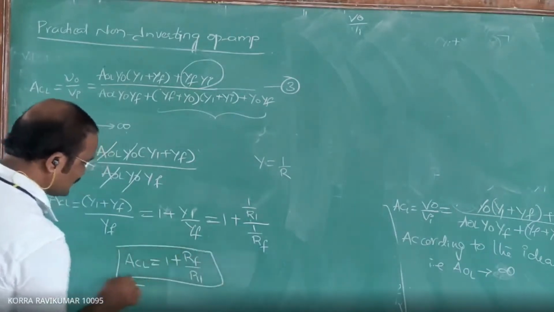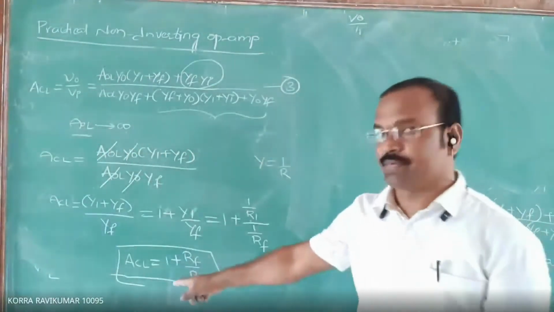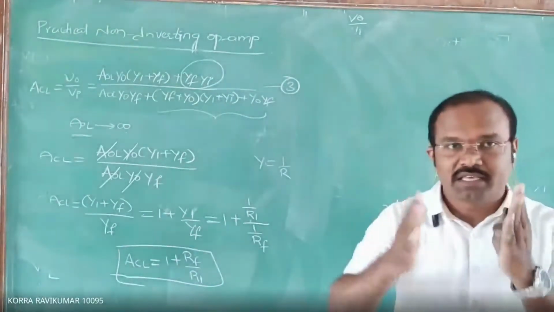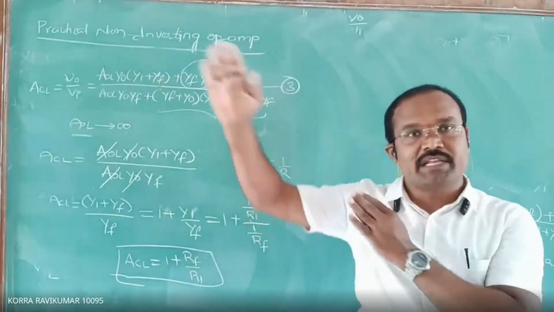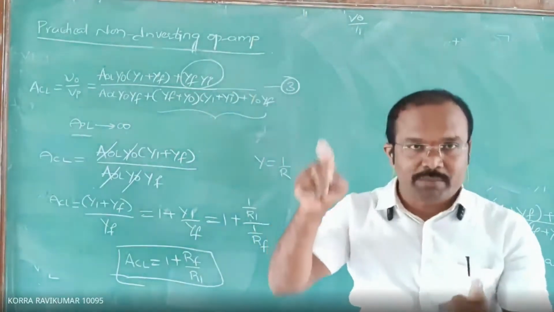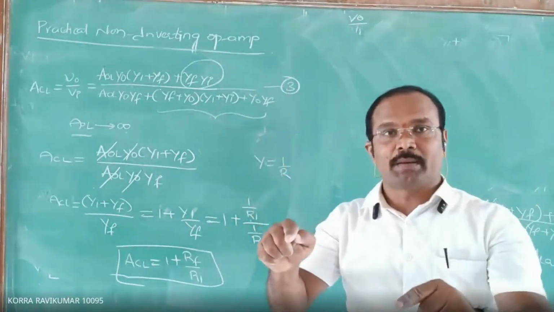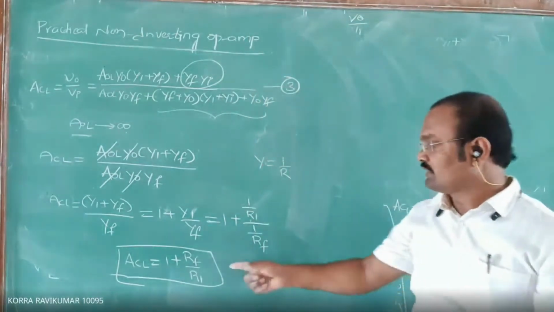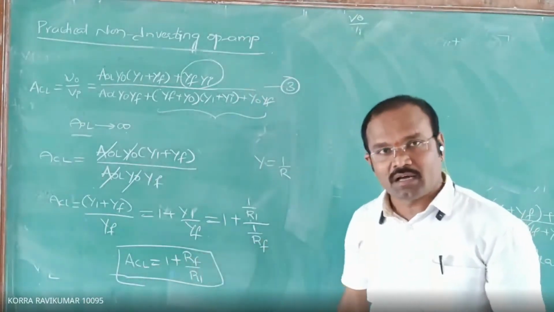So this is the final gain of the practical non-inverting op-amp. Now compare the gain of this practical op-amp and the gain of the ideal op-amp. The gain of the ideal op-amp was infinite, but because of the negative feedback resistance, the gain of the practical op-amp is reduced from infinite to some limited value, and that limited value is ACL equal to 1 plus RF by R1.